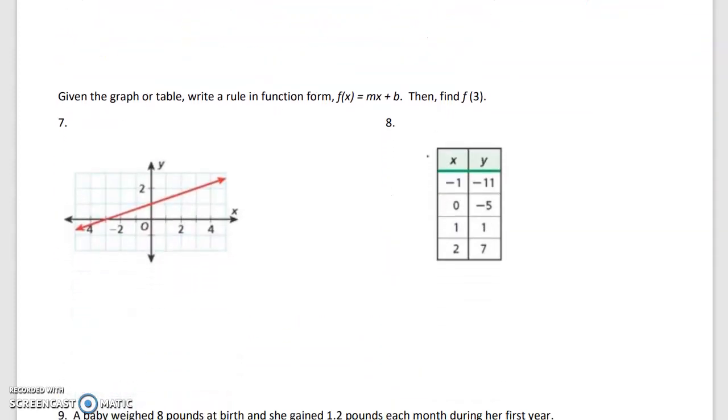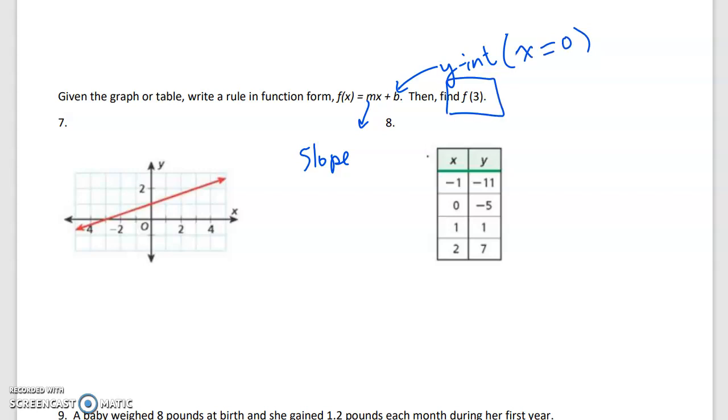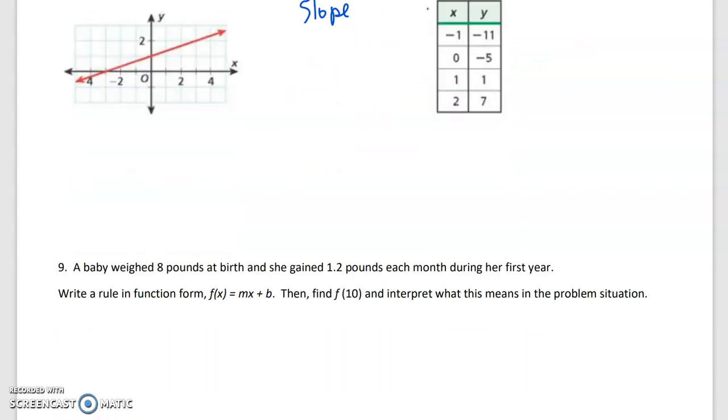For 7 and 8, okay, you are given a graph or a table, and you're going to write the function rule f of x equals mx plus b. So this is just our classic slope-intercept form, right? So you need to find the slope and the y-intercept. And I want you to think about what that means from the table. Remember, the y-intercept is when the graph crosses the y-axis, and the x value is 0 for the y-intercept. Once you do that, then I want you to find the output when the input value, excuse me, is 3. So I want you to find f of 3.